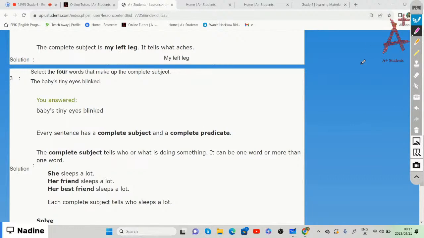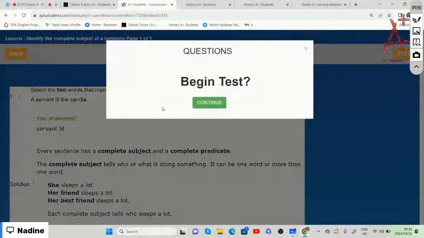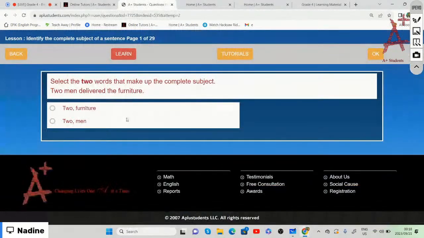So once again, every sentence has a complete subject and every sentence has a complete predicate. The subject will tell us who or what is doing something, and the predicate is the verb, the action that the subject is doing. And those subjects can either be one word or more than one word. So now let's go to our test.